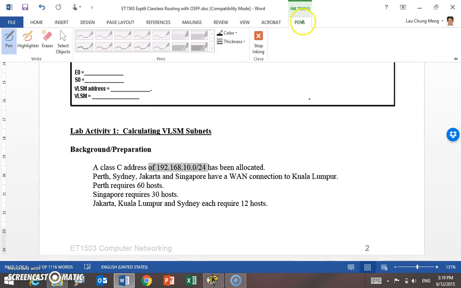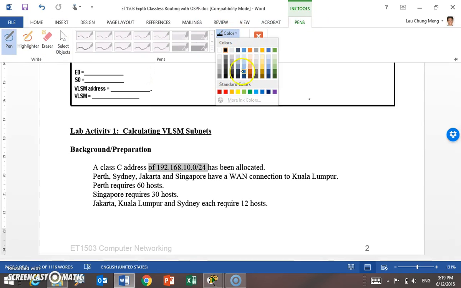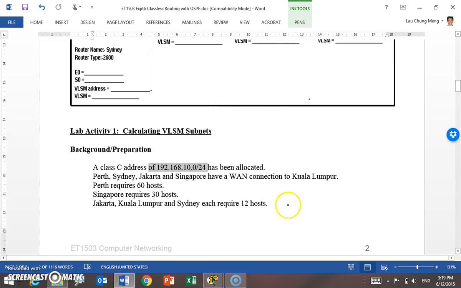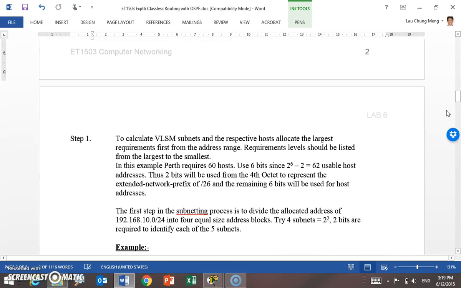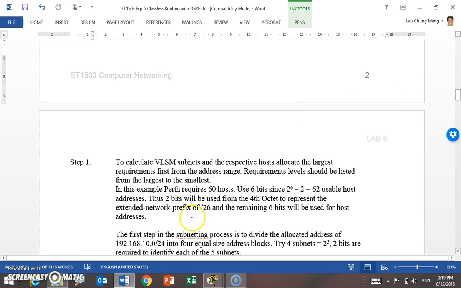Let's open up the pen and change the color to red. Let's scroll down. Based on that, we have to calculate the subnet mask. Let's look at the Perth requirement. Perth requires 60 hosts. How many bits do you need in order to create 60 hosts? You will take 2 to the power of 6, minus 2. Why minus 2? Remember, minus 2 is to take away the broadcast address and the network address.